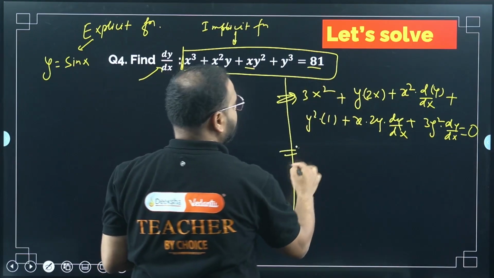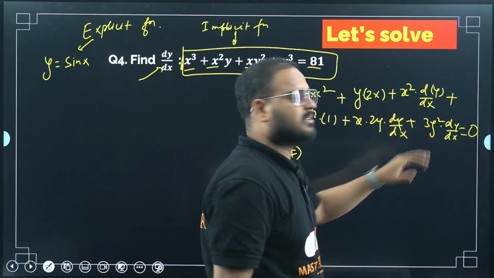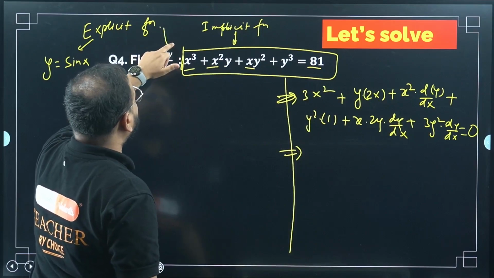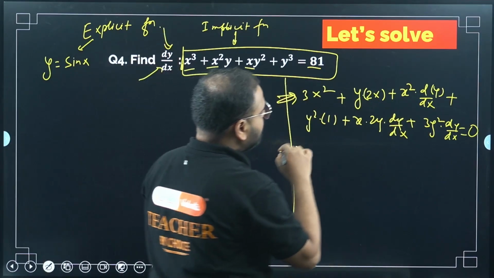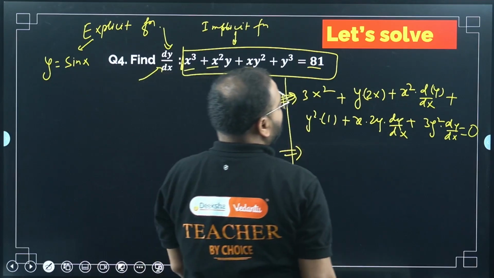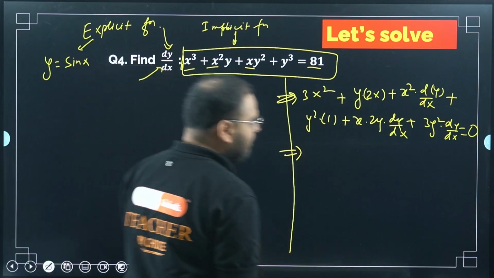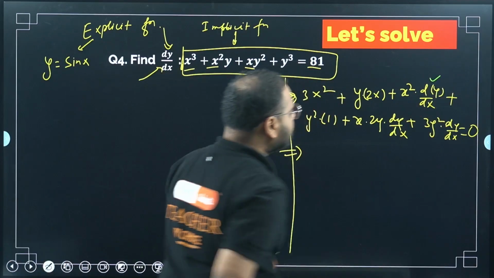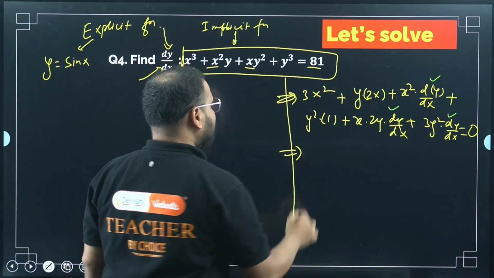Second step will look like what? I'll write my dy by dx terms at one place and other terms at other place. Why, sir? Because we're looking to find the value of dy by dx. Please check. I'll write dy by dx terms on the left hand side. I have dy by dx terms in the first term, second and third term.